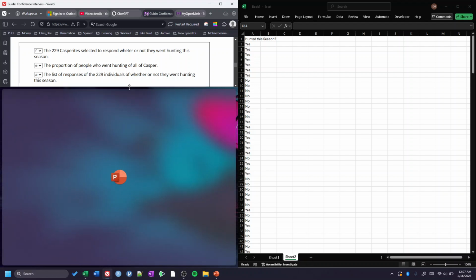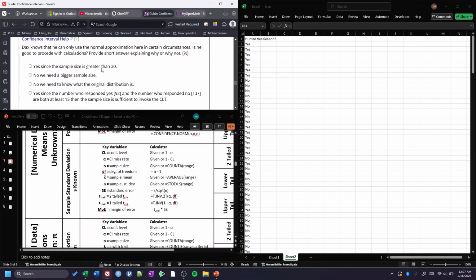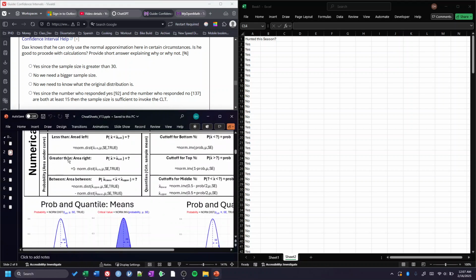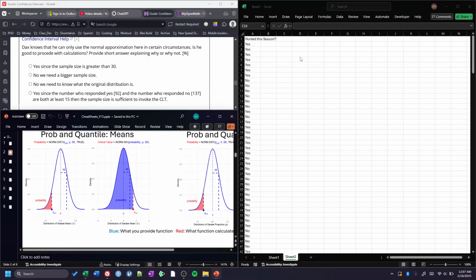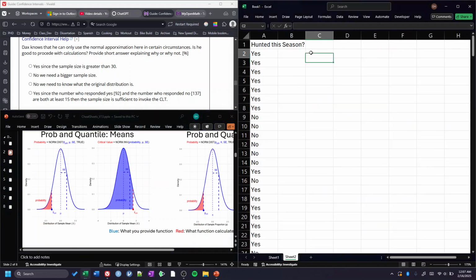Excellent. We got through those, and let's go ahead and dive into our confidence intervals. Dax knows that he can only use the normal approximation here in certain circumstances. Is he good to proceed with the calculations? This is back on the second page of our cheat sheet, and we need to know: are we dealing with numerical or categorical data?